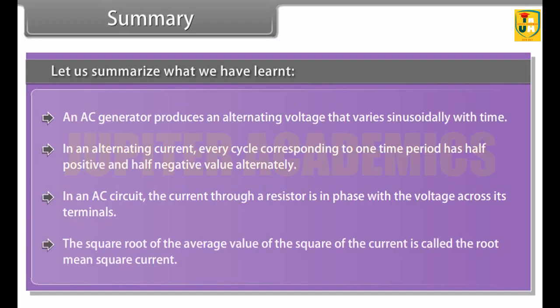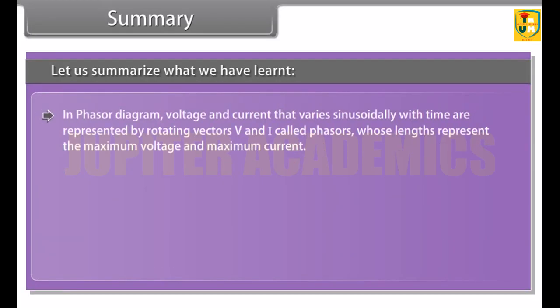The square root of the average value of the square of the current is called the root mean square current. In phasor diagram, voltage and current that vary sinusoidally with time are represented by rotating vectors V and I called phasors, whose lengths represent the maximum voltage and maximum current.